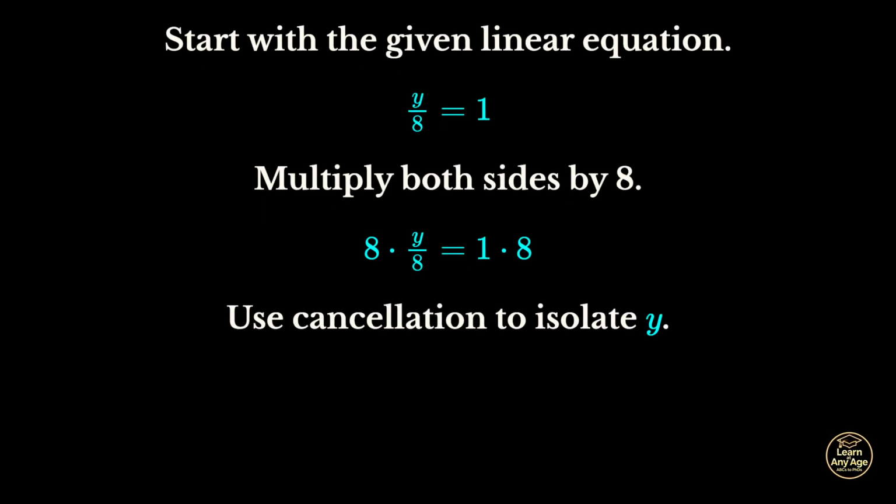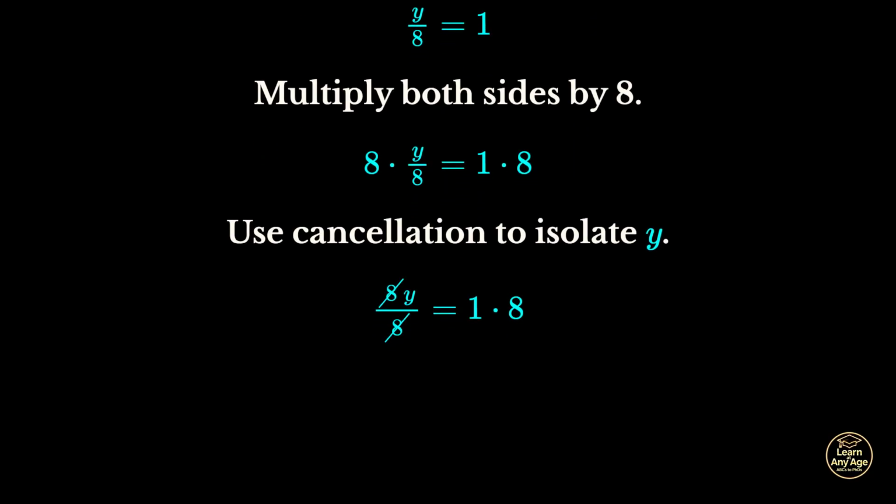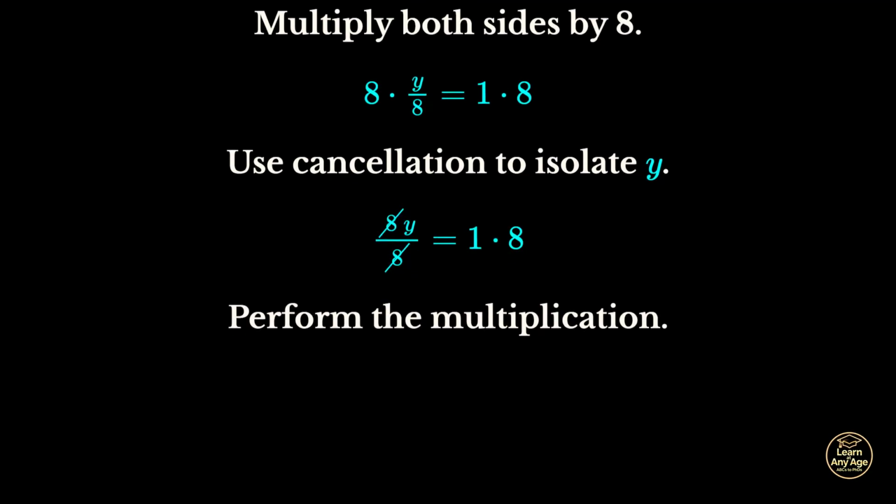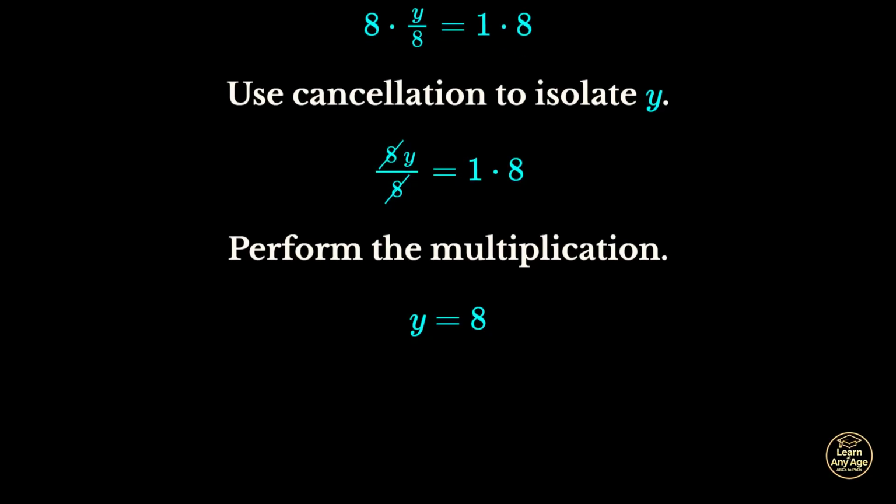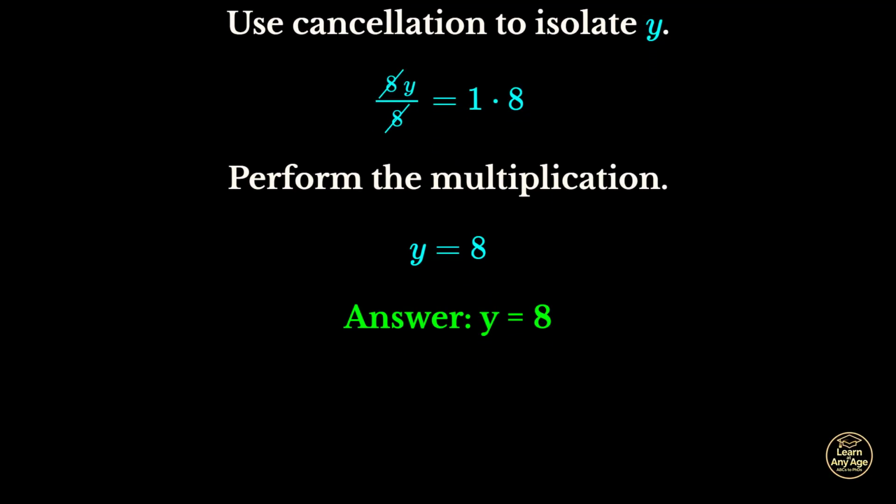Use cancellation to isolate y. 8 cancelled out, y over 8 cancelled out, equals 1 times 8. Perform the multiplication. Y equals 8. Answer, y equals 8.